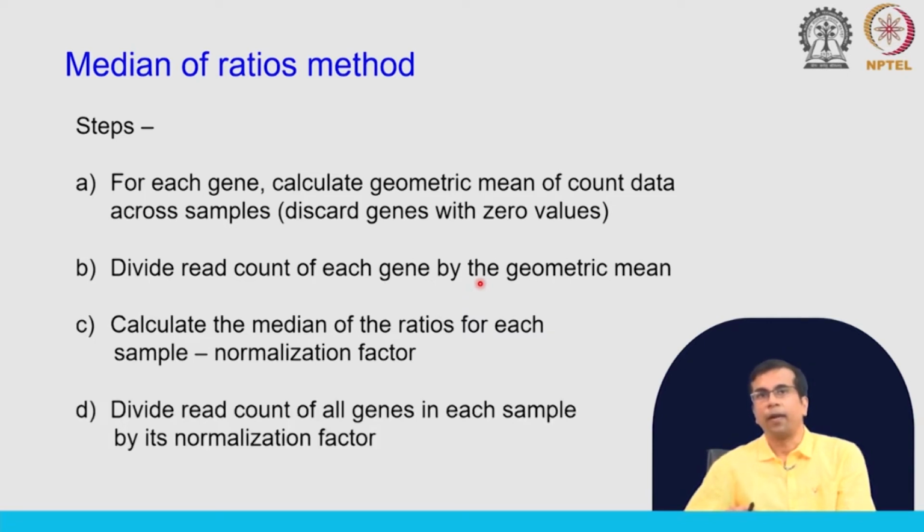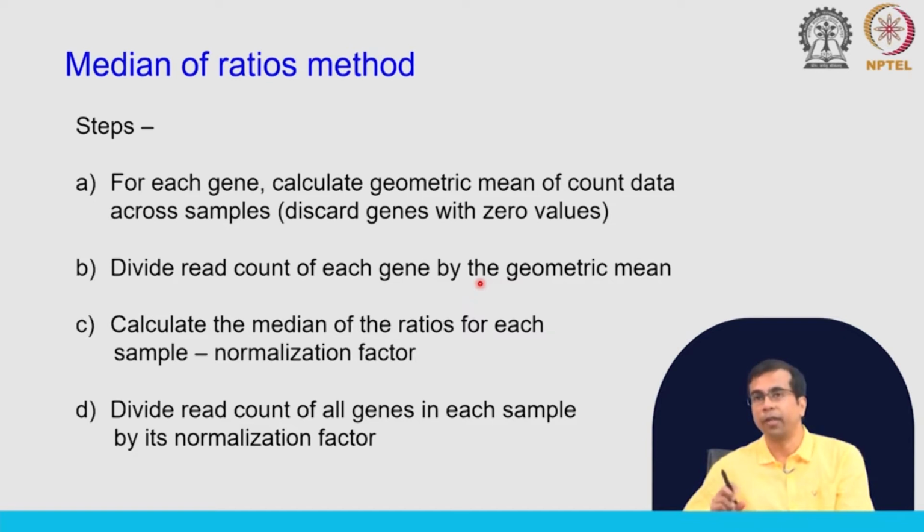And so, we have calculated the normalization factor, and then we divide the raw read count that we started with of all genes in each sample by the normalization factor of that sample. So, these are the 4 steps.